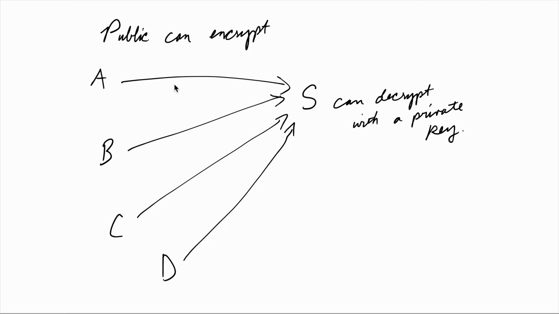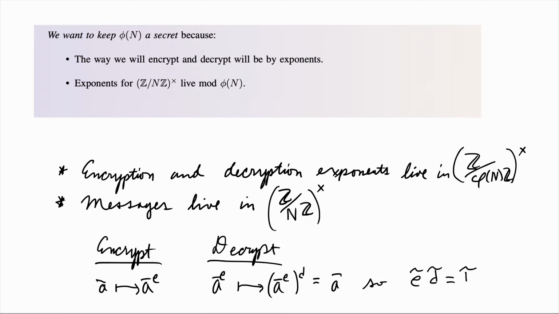Okay, so let's look at how this situation will work mathematically. We're going to be using the Euler-Phi function. Remember what this computes. This computes the size of this group right here, Z mod n Z cross, the multiplicative group mod n, and we want the size of that multiplicative group to be kept a secret.